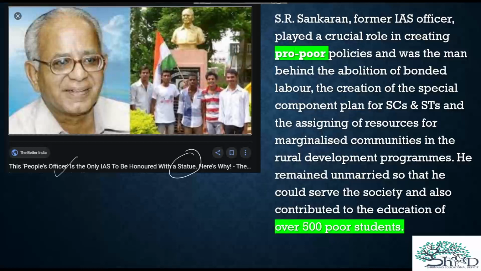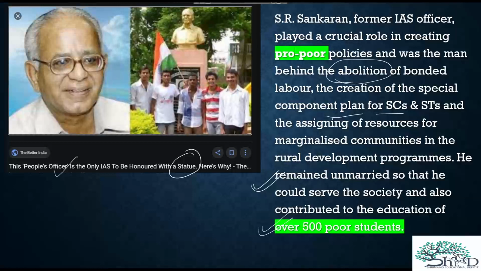See, he was very supportive of pro-poor policies. He was behind the abolition of bonded labor. He created a special component plan for SC/STs. Okay, he did not even marry, so that he could serve the society. He also contributed to the education of over 500 poor students. Okay, so this is the thing.